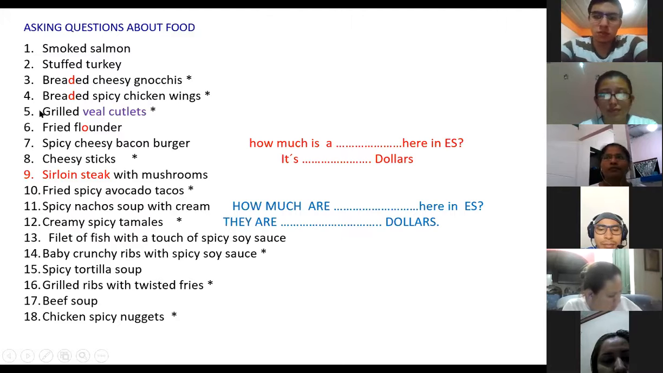Perfect. Grill veal cutlets. Ese sí no me acuerdo. Chuletas, veal cutlets, chuletas. Asadas o a la parrilla. That's good.